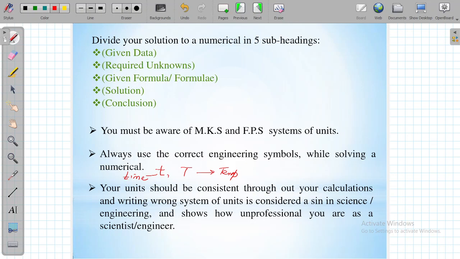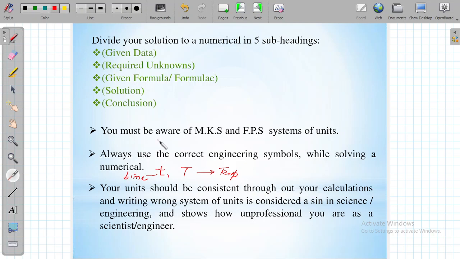Then your unit should be consistent throughout your calculation. This is very important. Writing a wrong system of units is considered a sin in science and engineering, and shows how unprofessional you are as a scientist and engineer. For example, you are using an SI system of units throughout the exam, and at the end you use an English system of units. This is very unprofessional.